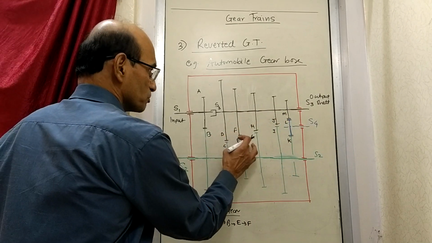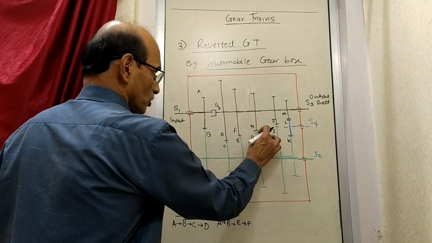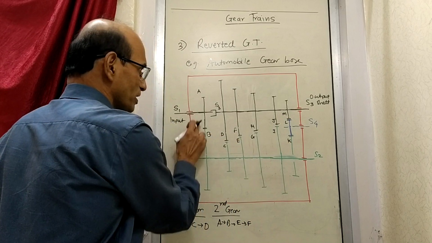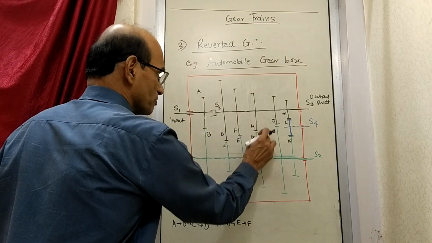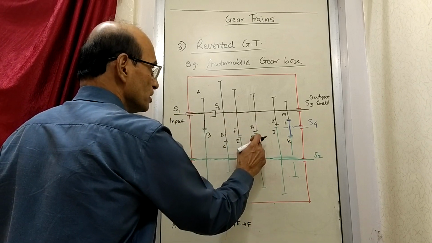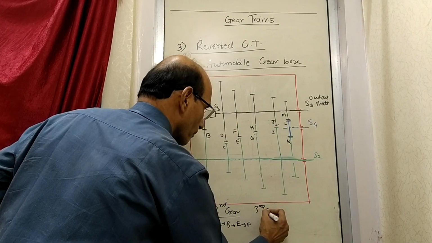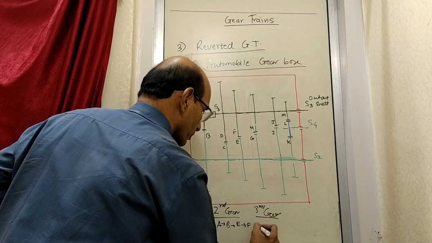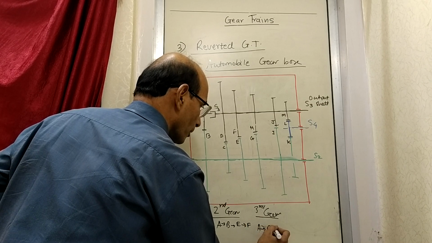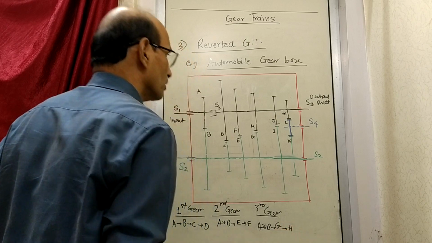Now this contact is broken and this contact is formed. Now G comes in contact with H. No other gears are in contact. A and B are always in contact, but now this has come in contact. So now power goes from A to B, B to G, G to H, and then out. So third gear: A to B, B to G, and G to H.